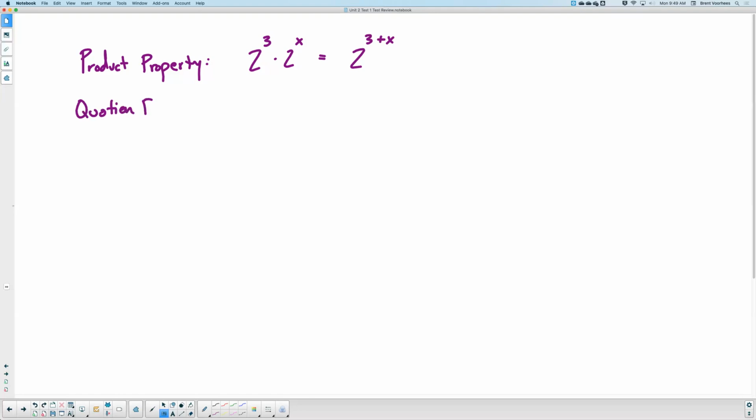One that was similar was the quotient property. This was a manipulation of exponentials, lesson 2.4. Well, what does quotient mean? Quotient means there's division going on. So let's write it this way. What if we had 2 to the power of 3 divided by 2 to the power of x? How could I rewrite that? 2 to the power of 3 minus x.